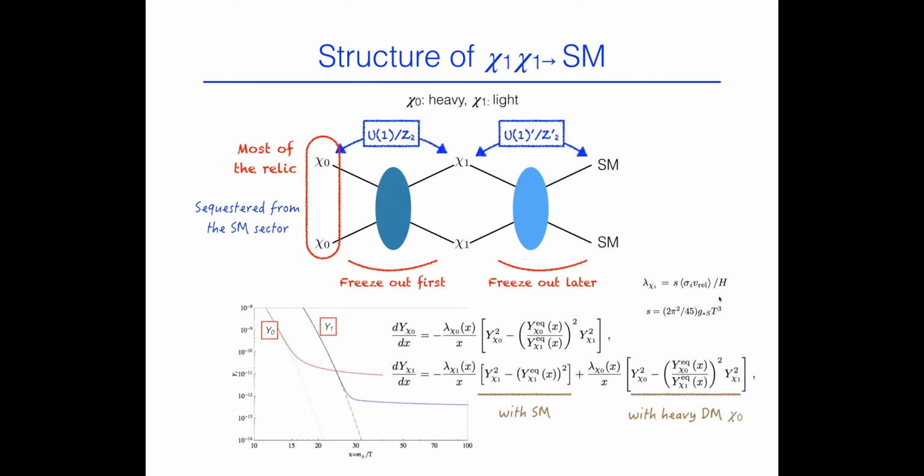To discuss more about that, let me talk a little bit about the Boltzmann equations to determine the relic. The Boltzmann equations determining the relic of heavy dark matter and the light dark matter look like this. For the light dark matter, the amount of light dark matter is determined both from the interactions between the light dark matter and the standard model sector, and the interactions between the heavy dark matter and the standard model, light dark matter sector, okay? Like this.